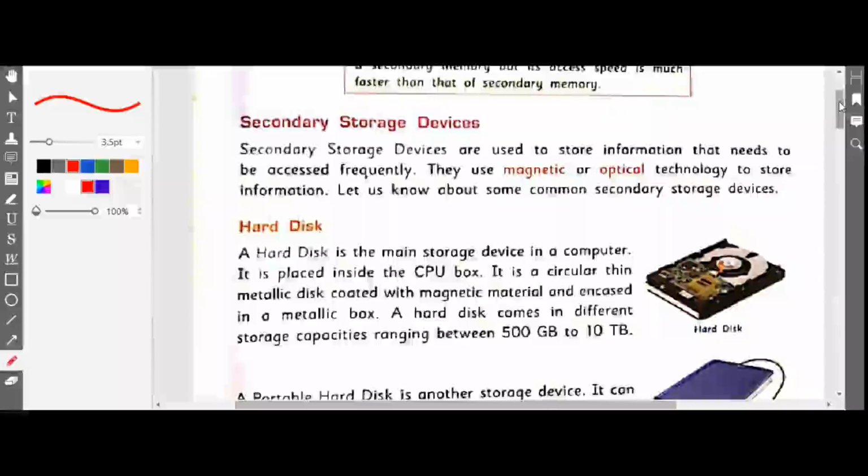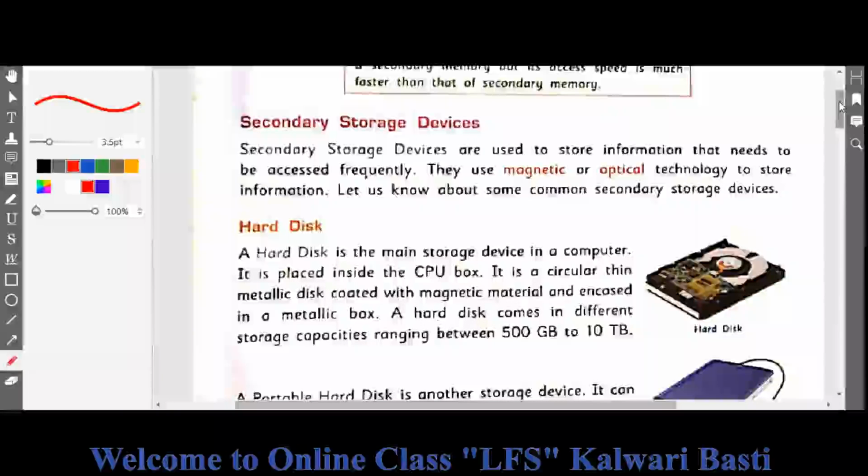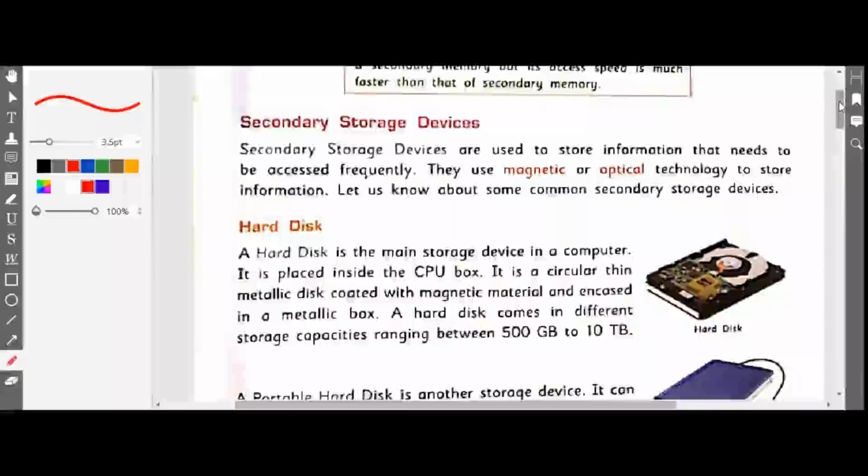These plates are kept like a stack, from bottom to top. Data can be read and written on both sides of a disk. That means the top side and bottom side can both be read and written. And many disks are kept like this. My hand is rectangular, but the disks are circular. So many circular disks are kept like a stack.